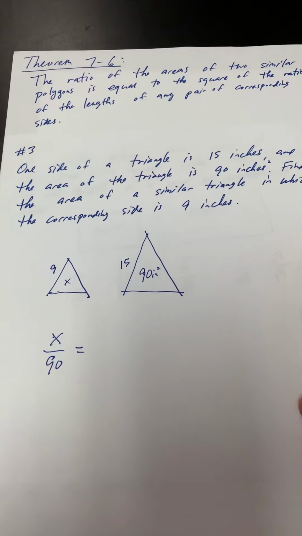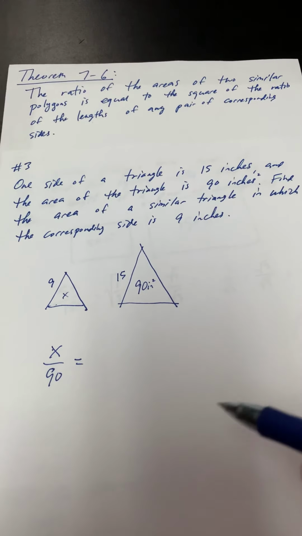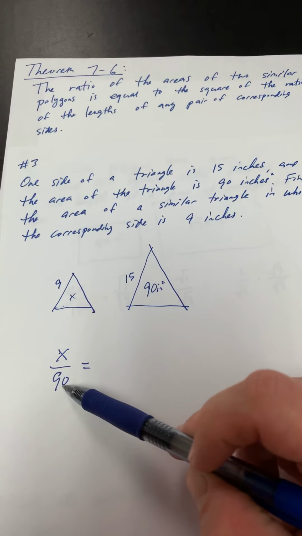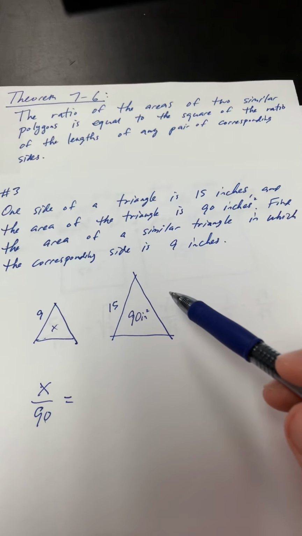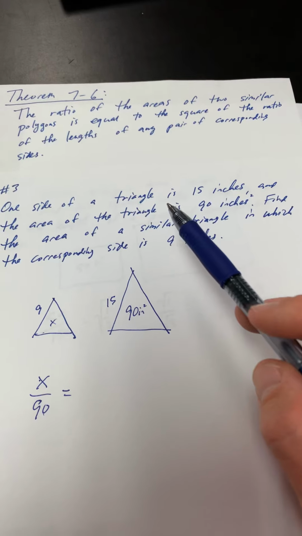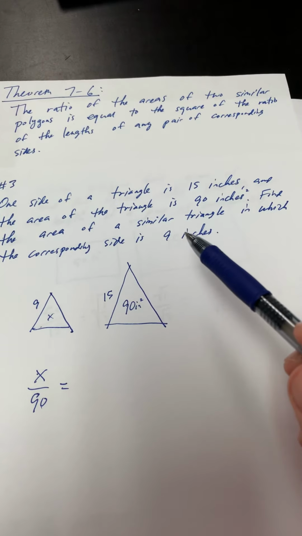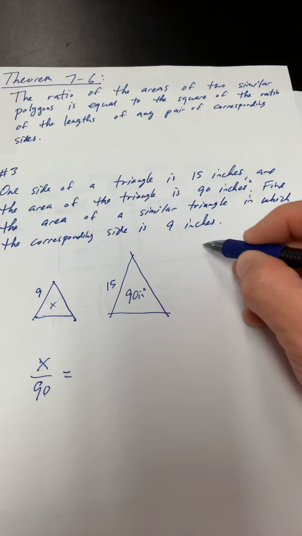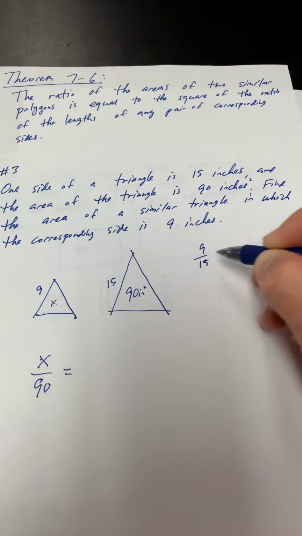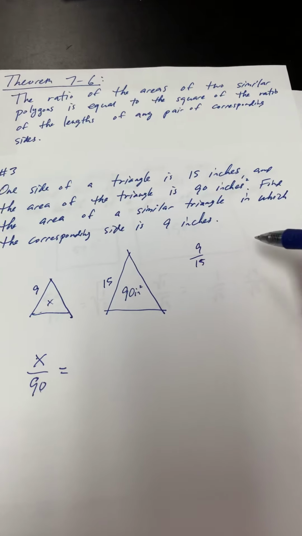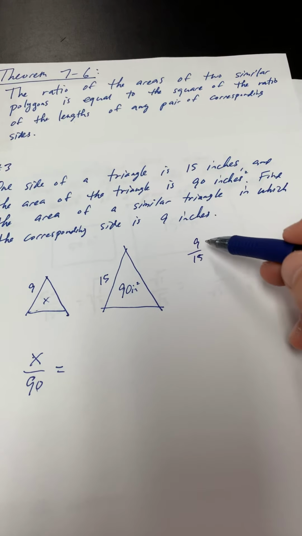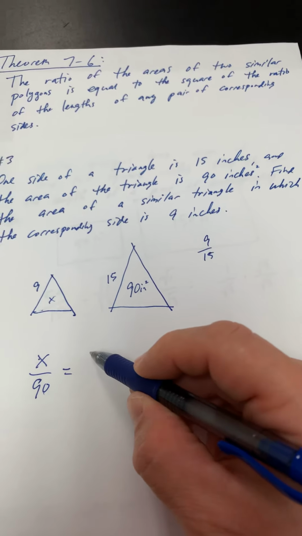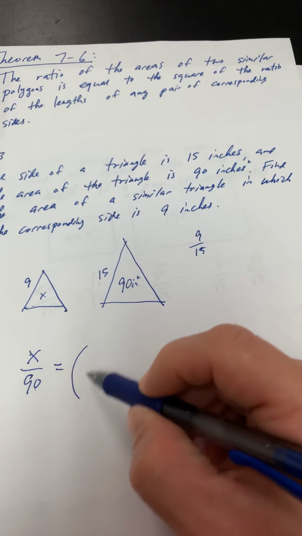Okay, so it says that the ratio of the two areas, well, that's what we have here. We have the ratio of the two areas. One's an unknown, one is known. It is equal to the square of the ratio. Now the ratio is 9 to 15. That's the ratio of these two corresponding sides, and that can't be reduced. So the square of the ratio.